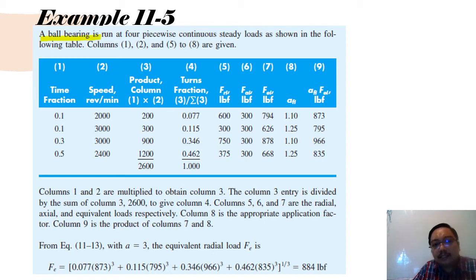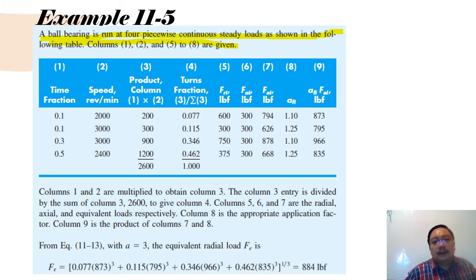A ball bearing is run at a steady load condition. Columns 1, 2, 3, 4, 5, 8 are given. When you do this example, you have to draw this table again and calculate again, because you have to put in your own values.